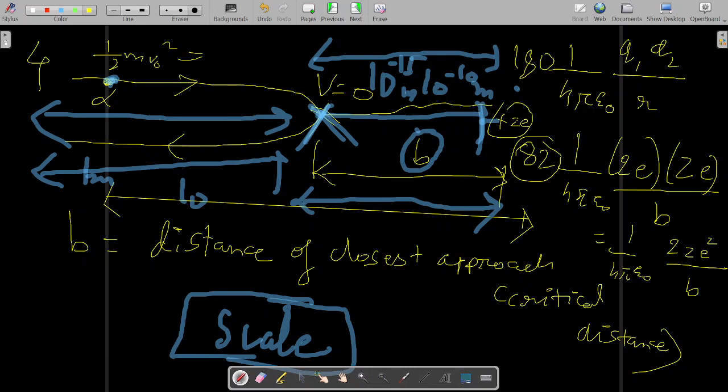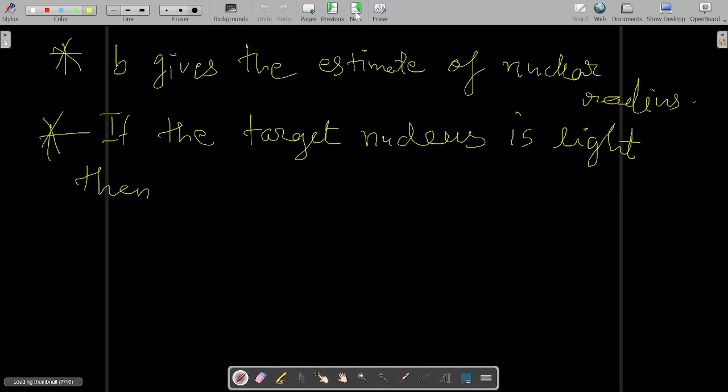But suppose we have taken some lighter element. Suppose we have taken carbon, C-14, with atomic number 6. Then what will happen? This 4 and this 14, the mass numbers, will be comparable. So as the mass numbers will be comparable, in that case anomalous scattering takes place.